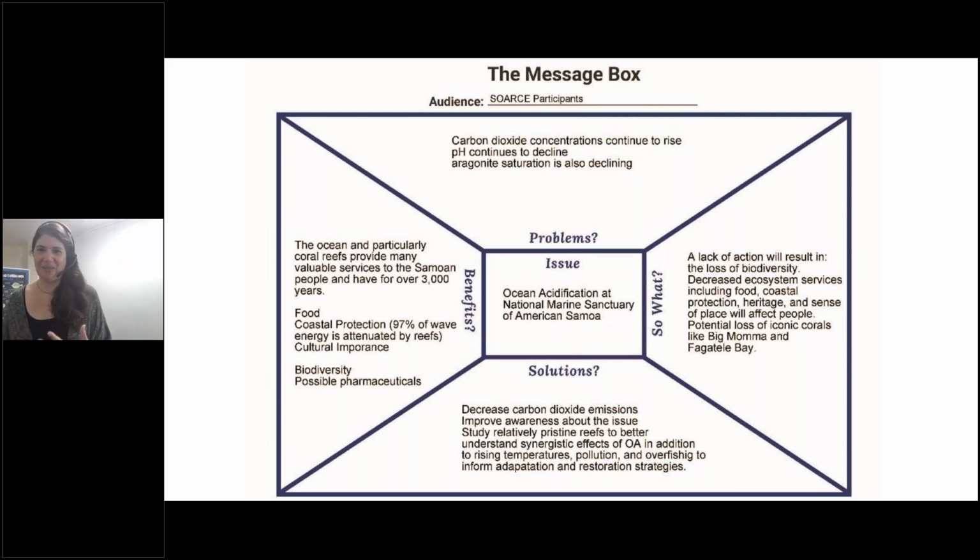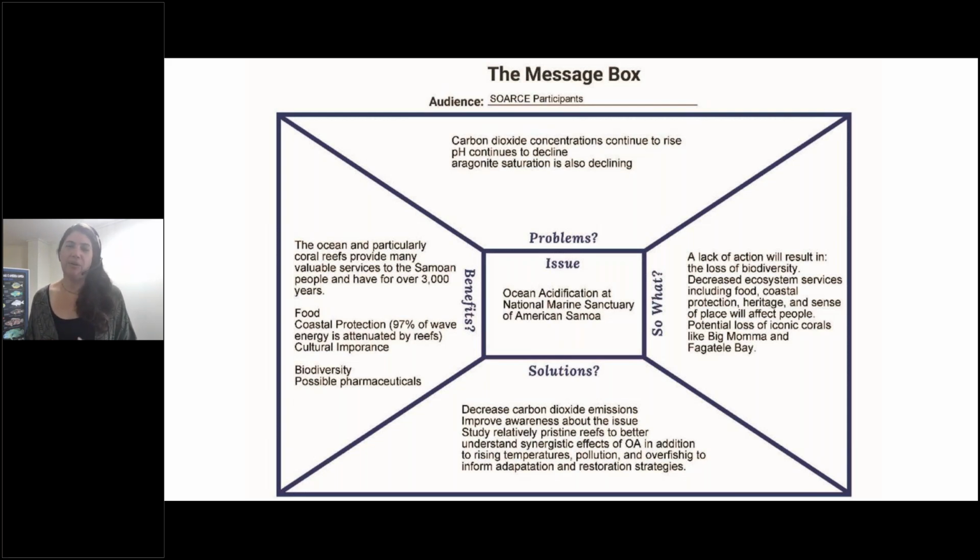So what? Why is that important? It's important because lack of action will result in a loss of biodiversity here at the sanctuary and other places. It'll decrease the ecosystem services, including food, coastal protection and heritage, and sense of place. So it's going to affect people. And it could cause the potential loss of iconic corals like Big Mama in Fagatele Bay. The benefits of those resources are particularly valuable because oceans and coral reefs provide a lot of valuable services to people, and they have for over 3,000 years. So that includes food, coastal protection, and cultural importance.